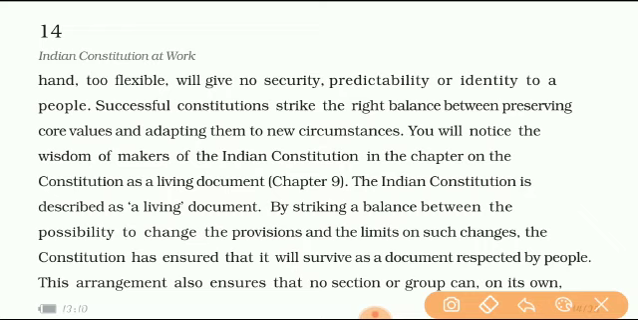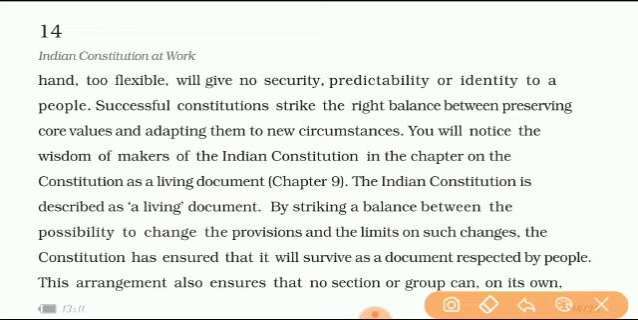Now, by striking a balance between the possibility to change the provisions and the limits on such changes, the constitution has ensured that it will survive as a document respected by people. Though the constitution was made 70 years ago, it is still a document that works like a living human being among the people, and it is respected by them. People have respect for our constitution and they believe in it.